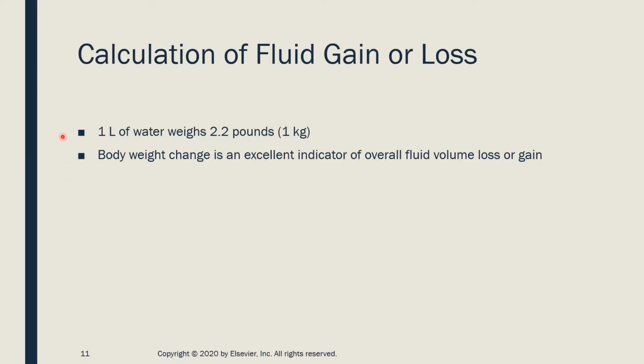Now, it's very important in this concept that you know how to calculate fluid gain and loss. When you're taking your patient's intake and output, remember that 1 liter of water weighs about 2.2 pounds, which is 1 kilogram. So in short, if your patient gained 3 kilograms, then you have to know that it means they gained about 3 liters of water. Okay, so that's what it means.